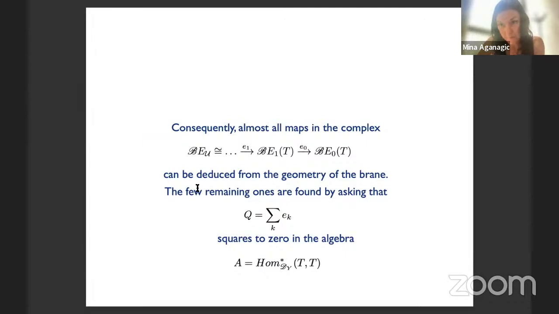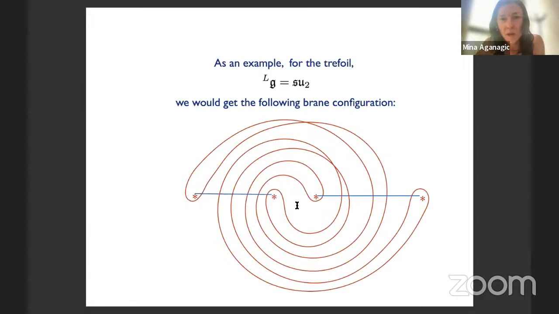This is basically iterating the one-dimensional cone construction of taking the brane, stretching it out into T branes and recording how it breaks at the two infinities on the Riemann surface. The few remaining maps I found by asking that the differential is a nilpotent operator in your algebra, that it squares to zero. So for example, for the left-handed trefoil for SU2, you'd get the following.